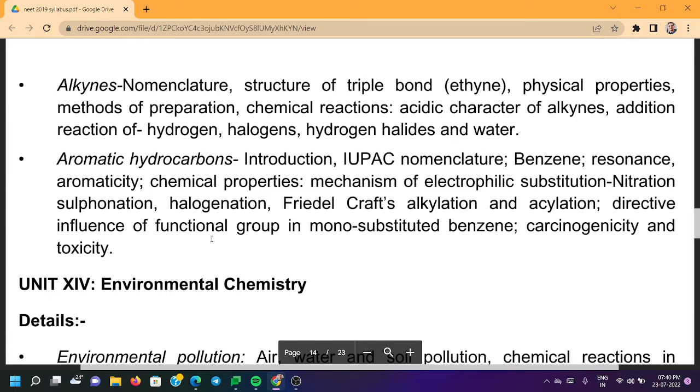Alkynes, nomenclature, structure of triple bond, ethyne, physical properties, methods of preparation, chemical reactions, acidic character of alkynes, addition reaction of hydrogen, halogens, hydrogen halides, and water.